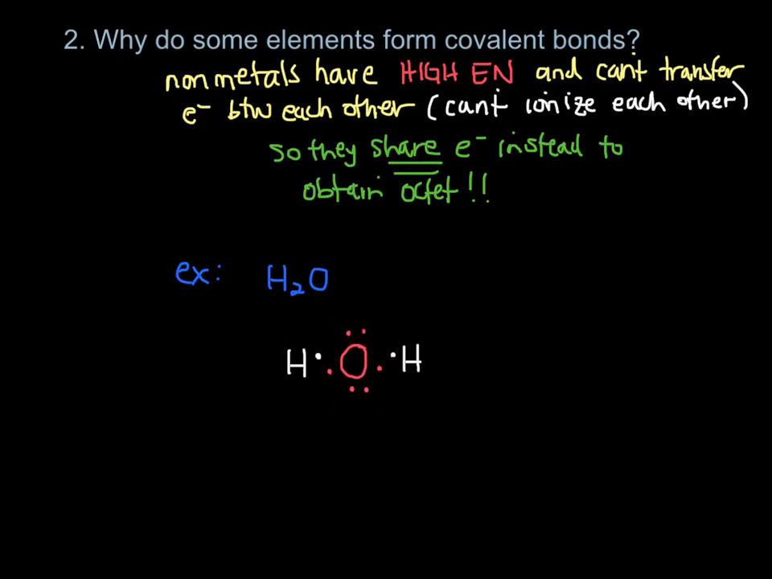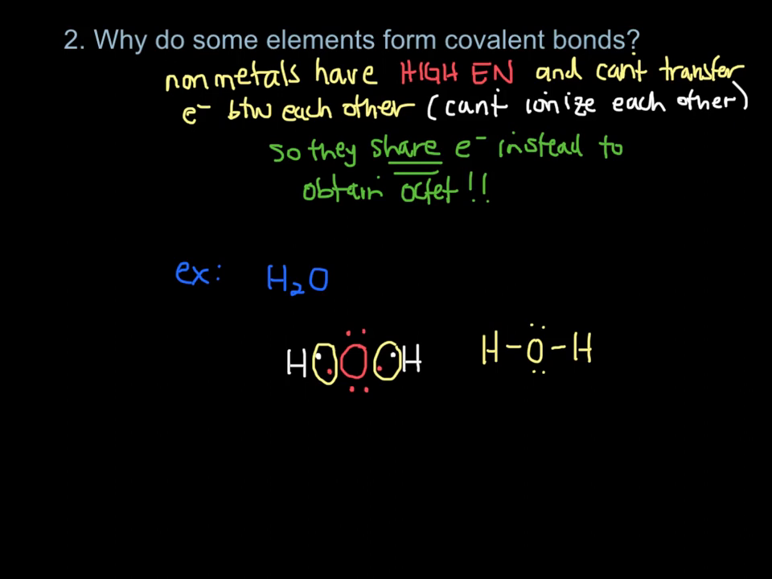Now, since oxygen's not capable of just taking the electrons from hydrogen, what they end up doing is sharing those electrons. So this pair gets shared and this pair gets shared. And so you end up with a compound where your oxygen is sharing a pair of electrons with this hydrogen and then sharing another pair with this hydrogen.